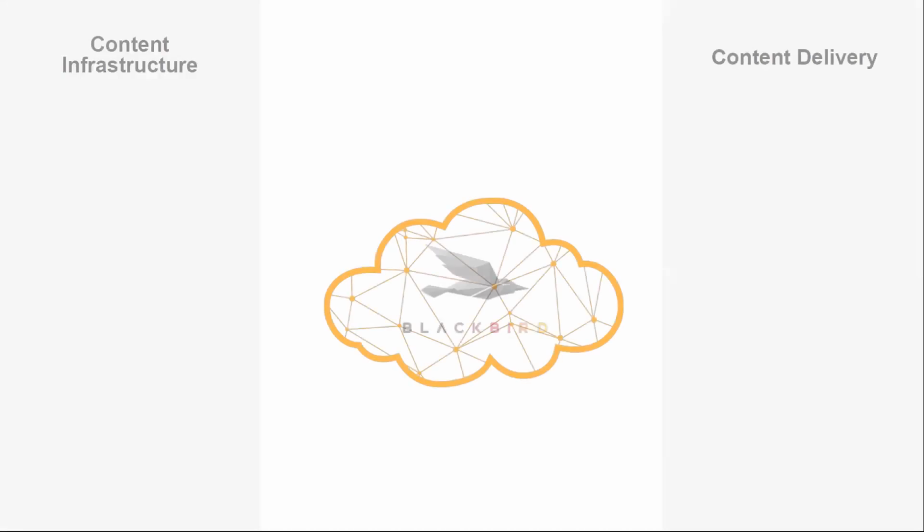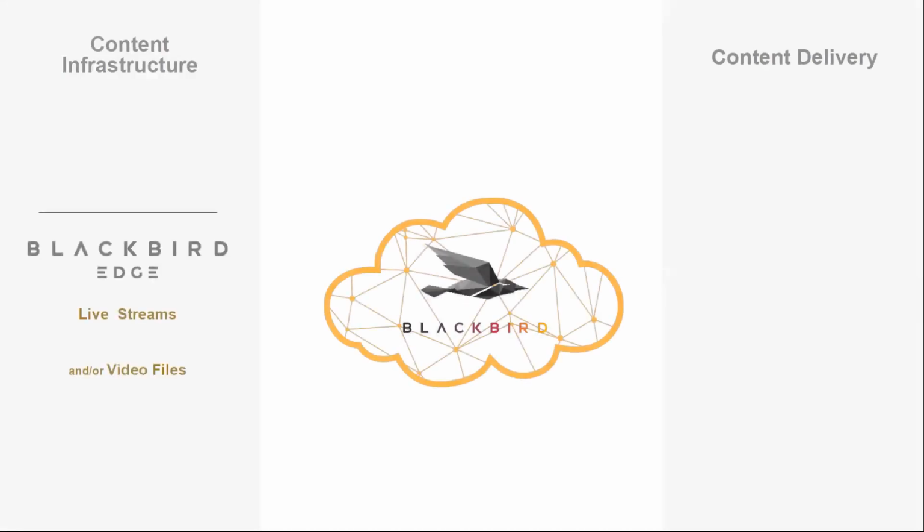So I'm going to talk a little bit about how we deploy Blackbird, what the architecture looks like. We have a software application called the Blackbird Edge, and this gets deployed onto your infrastructure. The Blackbird Edge is going to receive files wherever they're sitting on your storage infrastructure. It will also receive the live streams. The main thing is don't change your infrastructure. The Blackbird Edge slips and fits neatly into it.